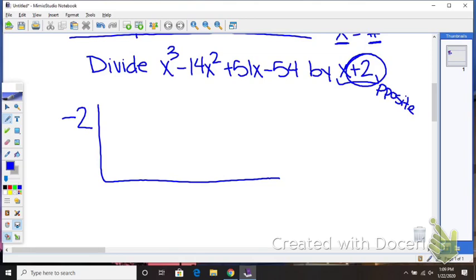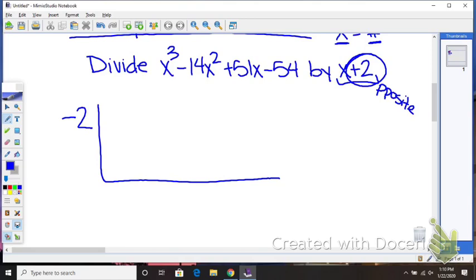At the top. Okay? Everybody's good so far? Yes. So we can only divide when we're dividing by x, and then either plus or minus a number. And we're going to take the opposite of that and put it outside. The inside here, right up top here, we're going to put the coefficients. They go all the way down. If I were to skip over one, what would I put for that placeholder? 0. A 0. Good.